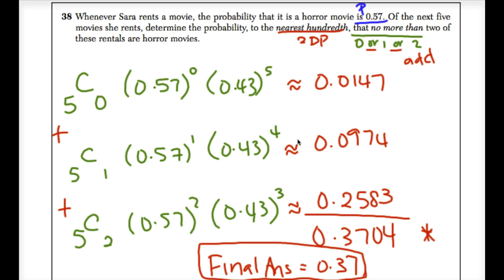So that's the probability that Sarah will get no more than 2 rentals that are horror movies.